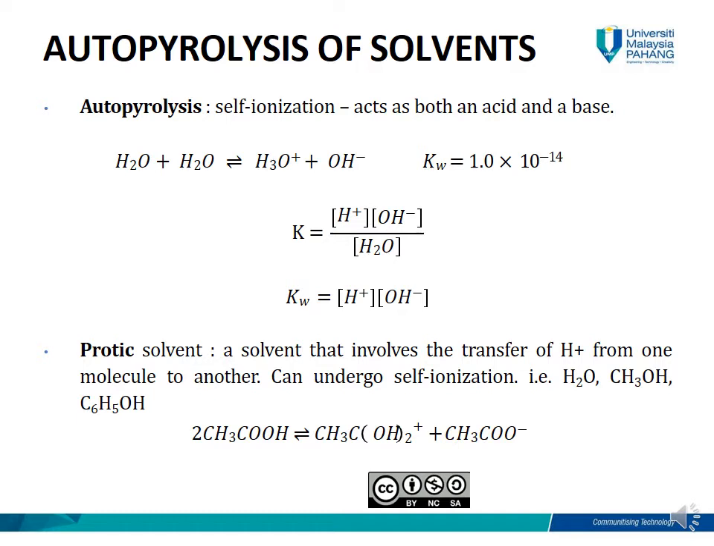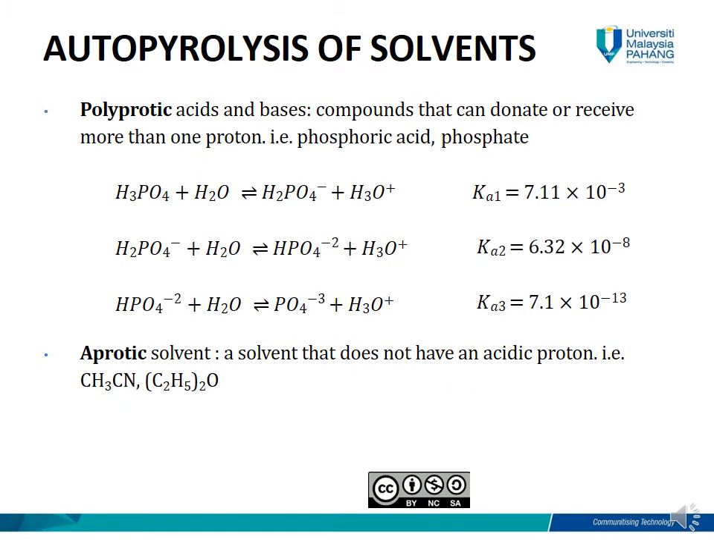Another term that is commonly used in analytical chemistry is a protic solvent. What is a protic solvent? A solvent that involves the transfer of H plus from one molecule to another can undergo self-ionization. So a protic solvent does contain H plus, and it can transfer the H plus, for instance water, methanol, or ethanol. Any molecule that has an H plus has the potential to transfer it.